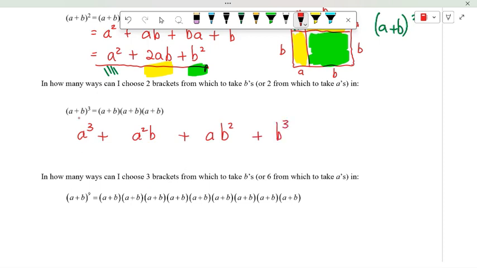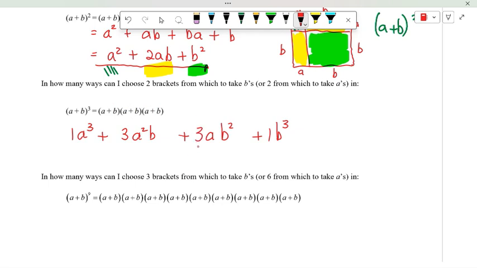Now, these ones are easy. The A cubed, there's only one way that can happen. It's taking an A from here, an A from here, and an A from here. It's exactly the same with the B cubed. The A squared B's are interesting because I could take A's from these 2 brackets and a B from that bracket. Or I could take A's from the first and the last bracket and a B from the middle bracket. Or I could take an A from the second bracket and the third bracket and a B from the first bracket. There are actually 3, all right? And here there are 3 as well.